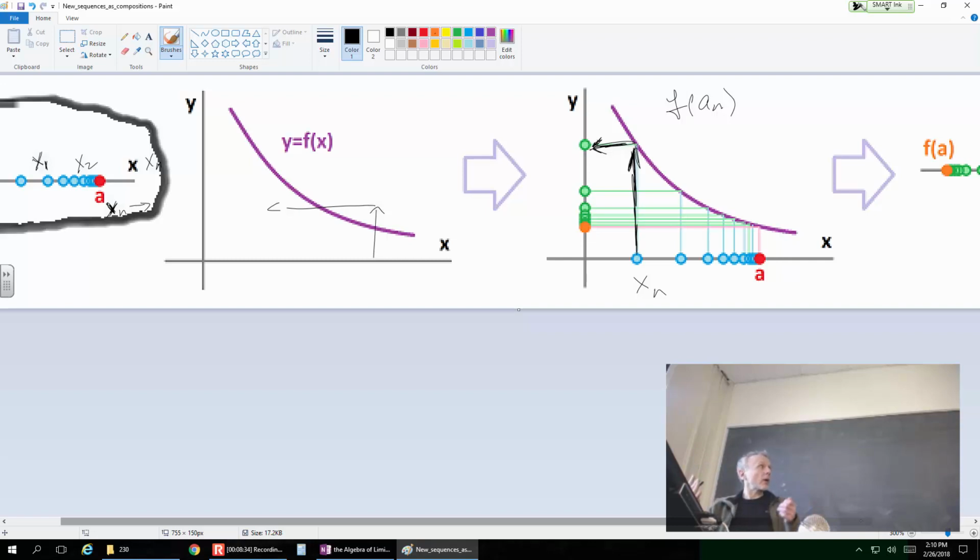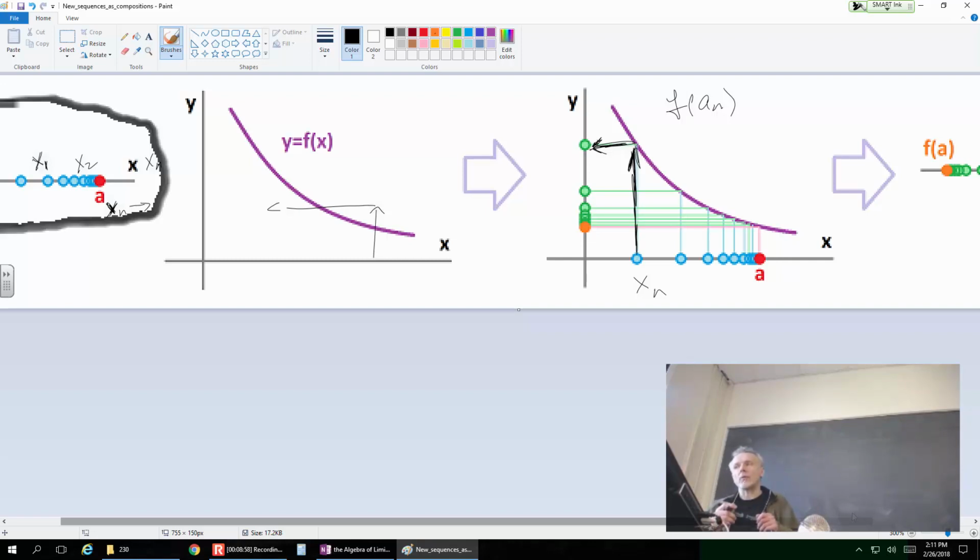And then the question becomes, what if that first sequence on the x-axis converges to a, that red dot over there? Then the question becomes, what about the other one? Okay, and the answer is, yes, it also converges if the function is continuous. If the function is not continuous, that's not necessarily the case. But the function, as you can see, is illustrated intentionally. Oh, it looks continuous, right?